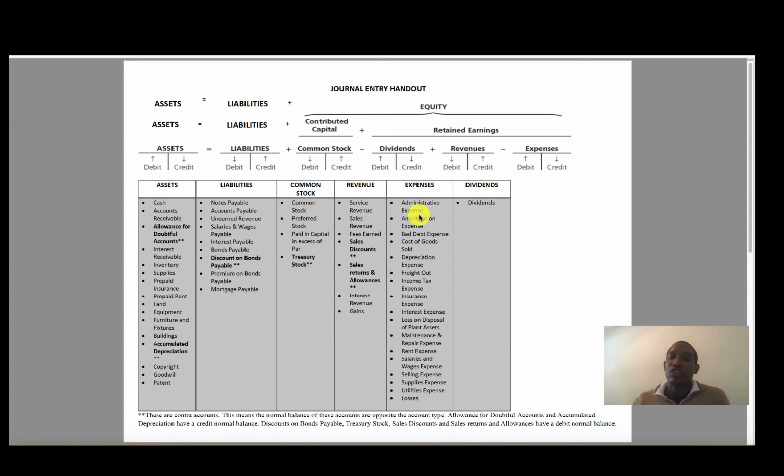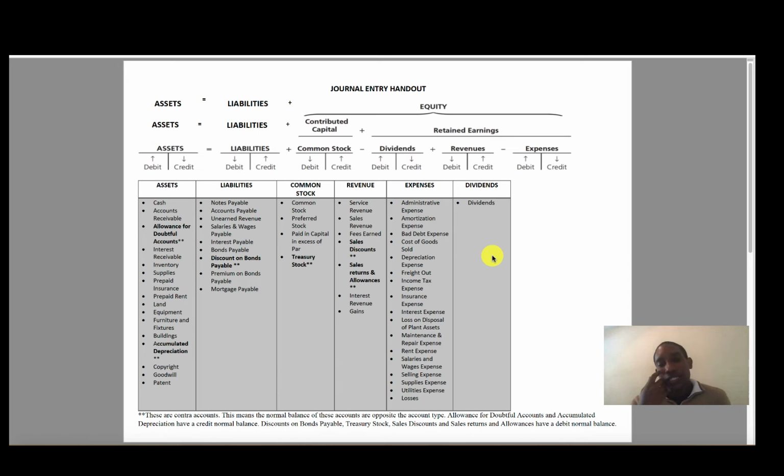What's the normal balance for amortization expense? Well, expenses are up here. The normal balance is a debit, all right? So that's pretty simple. I could tell you the account, and once I pick the account, you can figure out the normal balance by matching it to the account type.